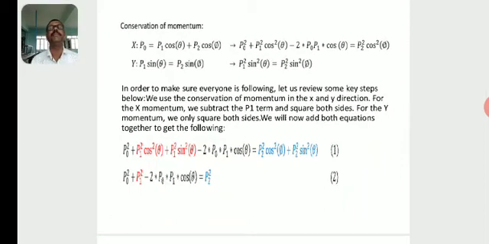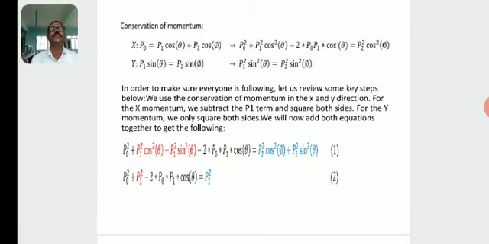Conservation of momentum along the x-axis: P naught is equal to P1 cos theta plus P2 cos phi. That gives P naught square plus P1 square cos square theta minus 2 P naught P1 cos theta, which is equal to P2 square cos square phi. Along the y-axis, P1 sin theta is equal to P2 sin phi, so P1 square sin square theta is equal to P2 square sin square phi.